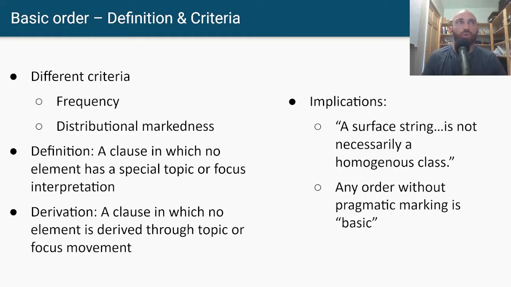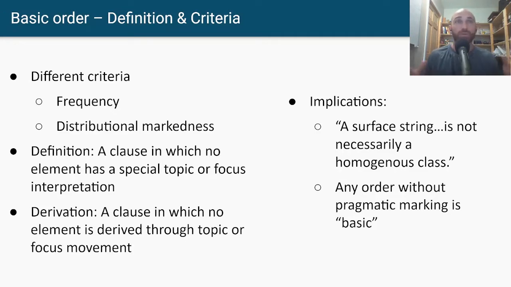So she defines basic order as a clause in which no element has a special topic or focus interpretation. So we'll have to get into what exactly topic and focus are, right? And again, I would refer you to our podcast episode on an introduction to pragmatics concepts. And we will go over that briefly here in this episode. There we talk more extensively about topic and focus, what they actually are. So that's how she defines it, right? A clause in which no element has a special topic or focus interpretation.